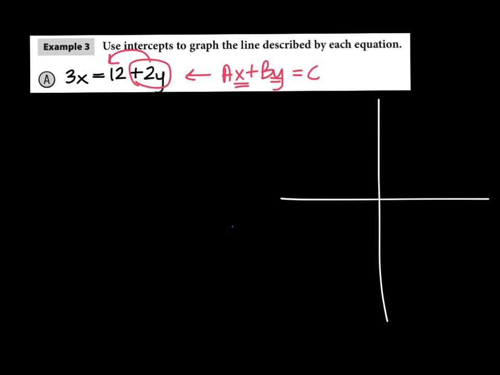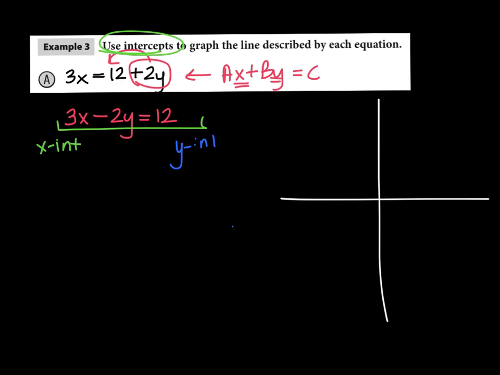And if I write those in order, that's going to give me 3x, now it's going to be minus 2y because I move it across the equal sign, equals 12. Okay, that's just a preliminary step. Now the directions tell me I want to use intercepts. That means I need to use this to find my x-intercept and to find my y-intercept.